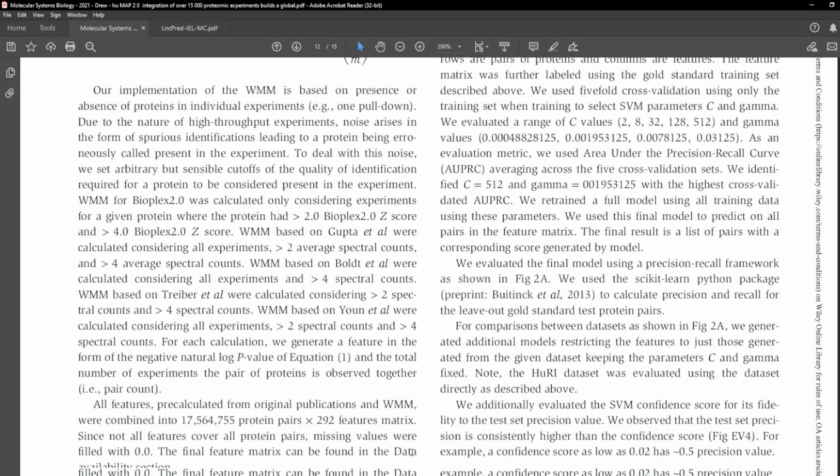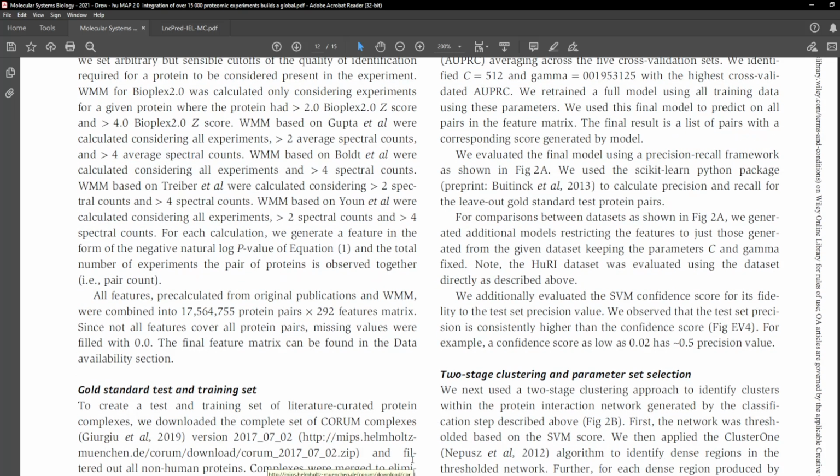We used the scikit-learn Python package, Pedregosa et al., 2011, to calculate precision and recall for the leave-out gold standard test protein pairs. For comparisons between datasets as shown in Fig 2a, we generated additional models restricting the features to just those generated from the given dataset, keeping the parameters C and gamma fixed. Note, the hu.MAP dataset was evaluated using the dataset directly as described above.